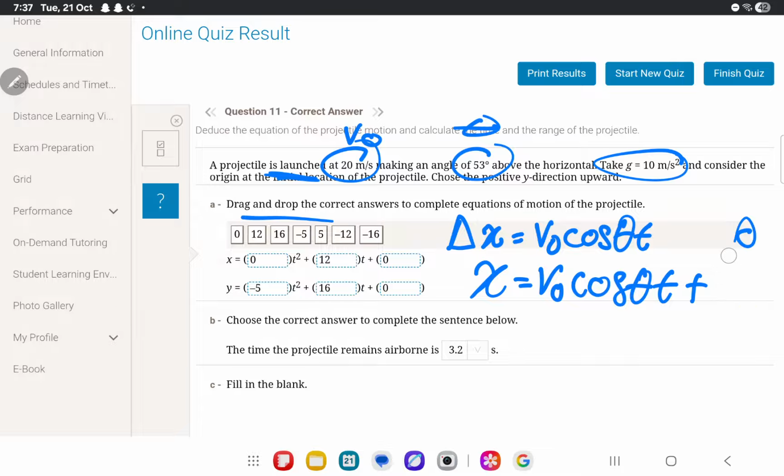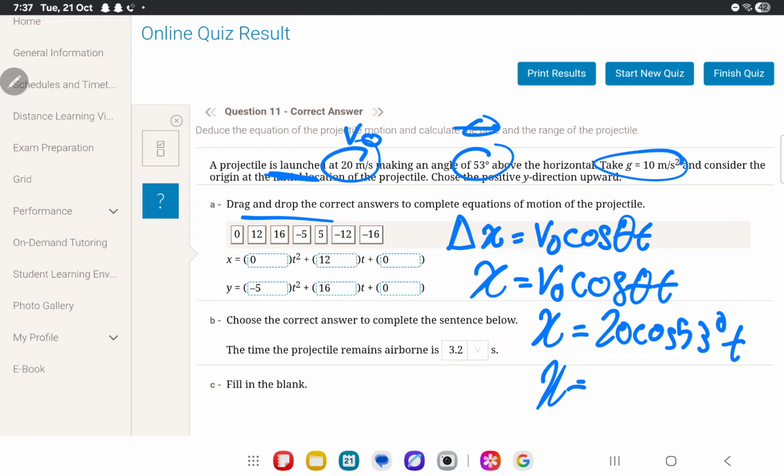So you're going to erase this. It's the same exact formula. Doesn't matter whether you write x or delta x, you can memorize it however way you want. Now, V0 cosine theta t. V0 is 20. Cosine 53 degrees t. We don't have t, it's fine. So x is equal to 20 cosine 53, which is literally 12.03. So it's fine, 12 t.